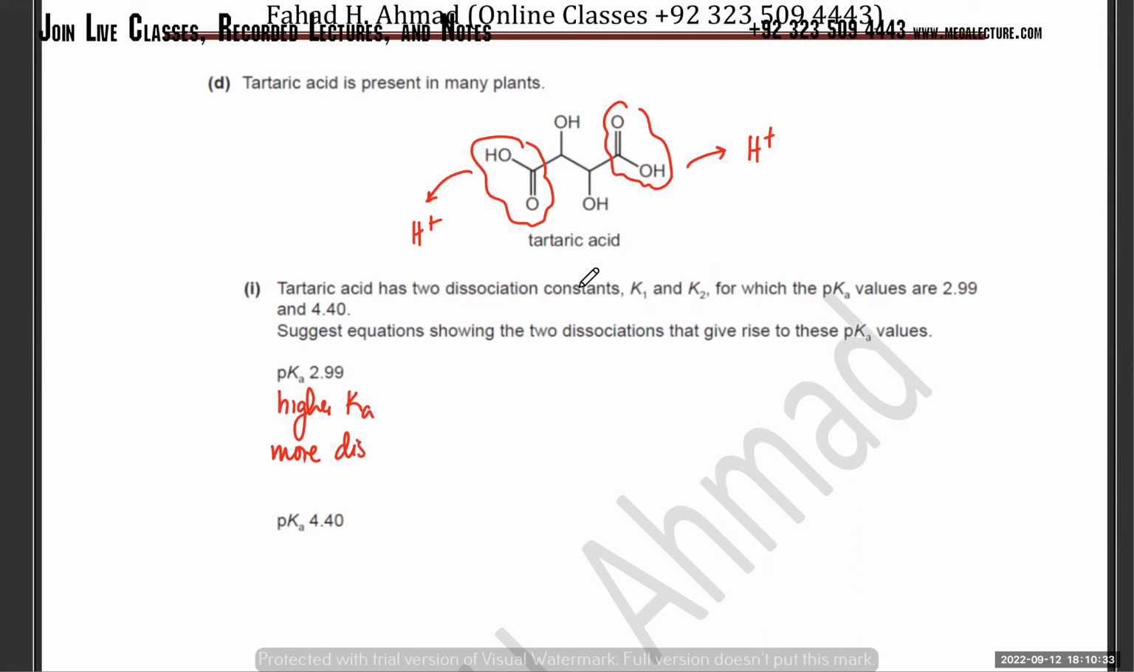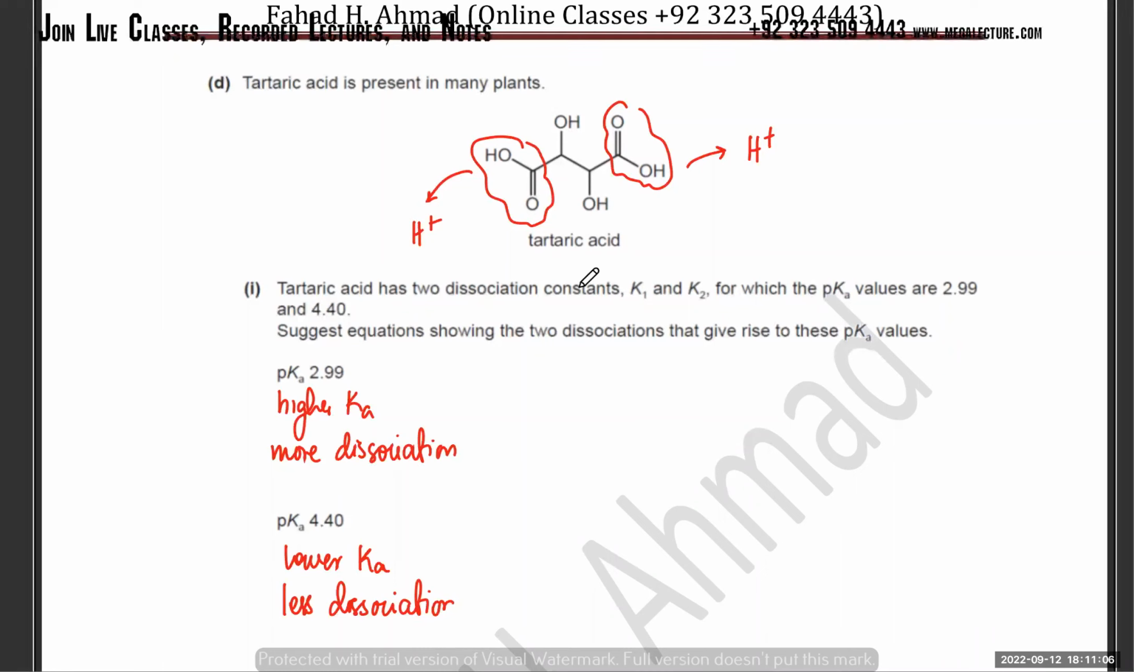That means more dissociation. So remember, the first dissociation is going to be stronger. The first H+ is going to be produced easily. A higher pK means you have a lower value of K, which means the second dissociation is going to be less. So let's discuss this further, the two dissociations.